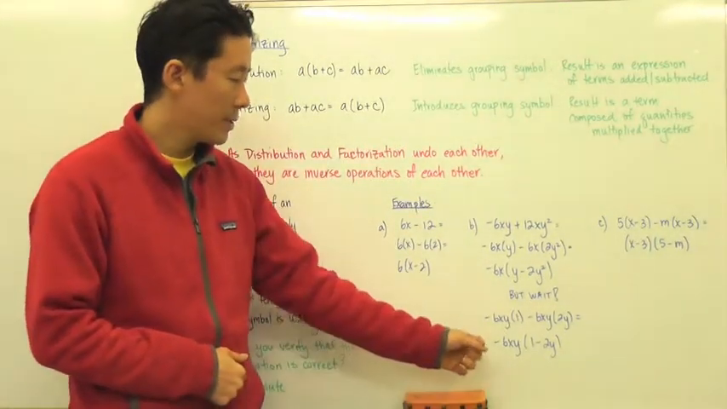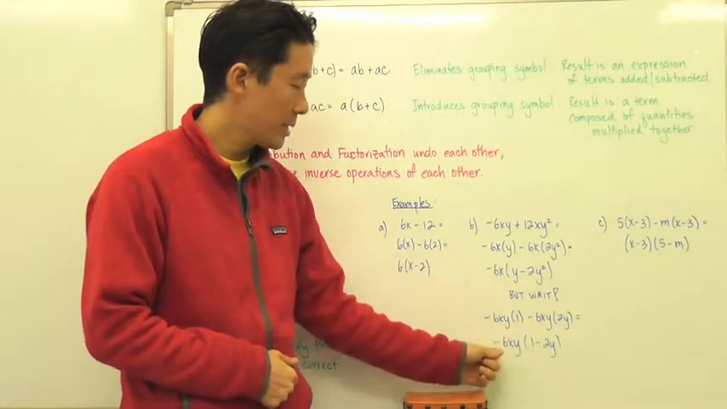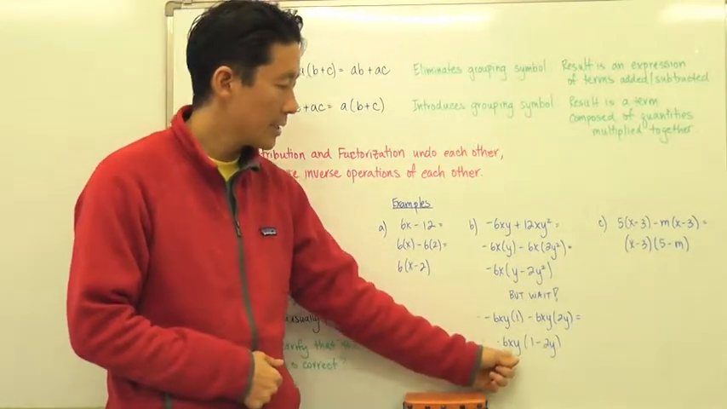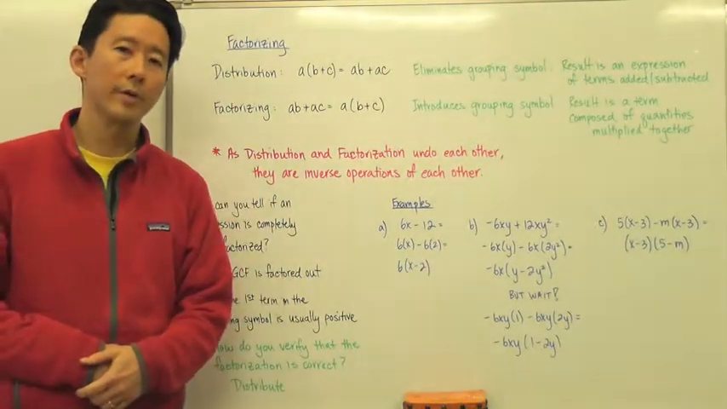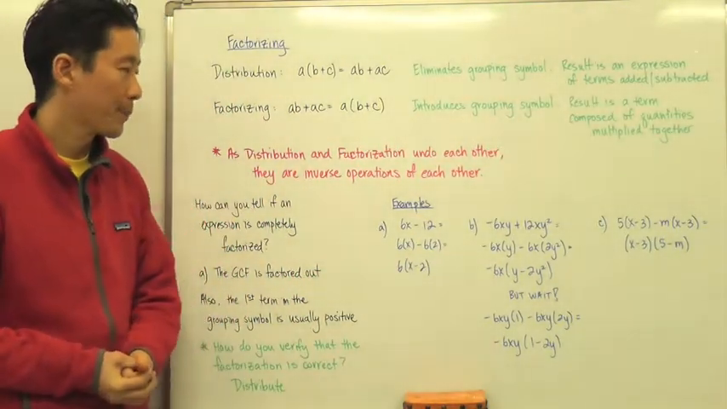Now, of course, if I wanted to go ahead and double check to make sure that this factorization is correct, I can just go ahead and distribute, and sure enough I come up with exactly the same expression that I started with, so I know I'm okay.